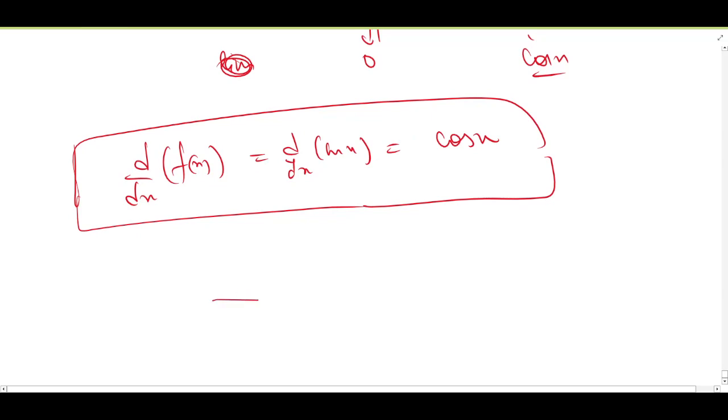So this was about limits, slope, and derivative, and properties of derivative, and derivative of polynomial and trigonometric function.